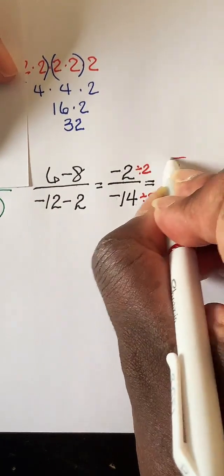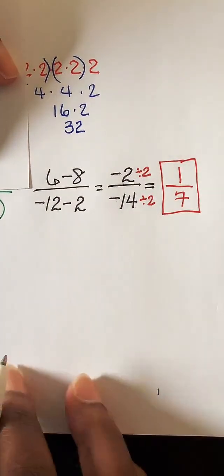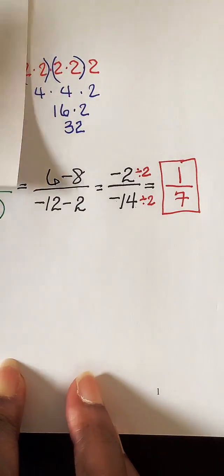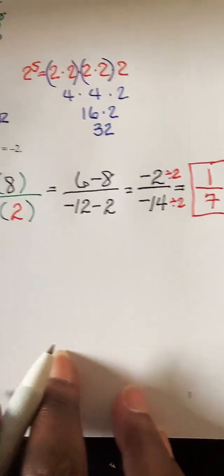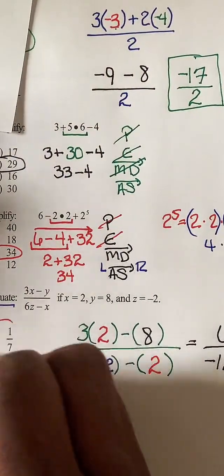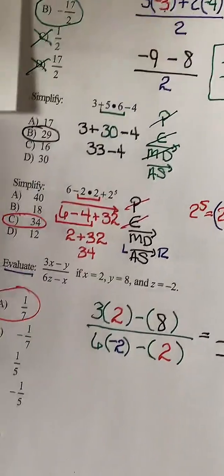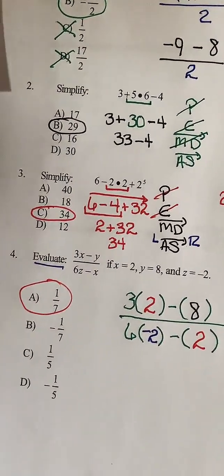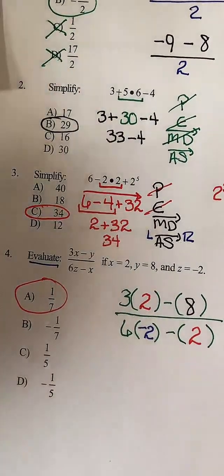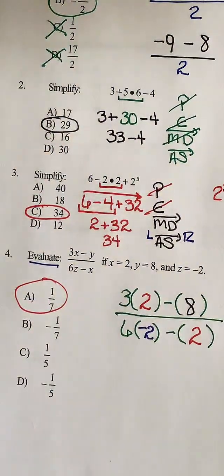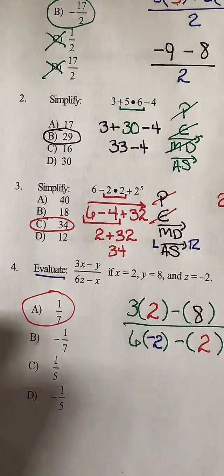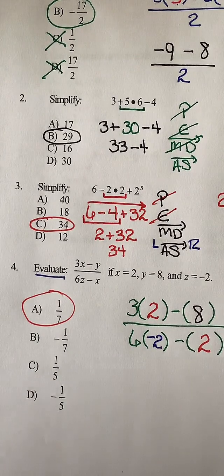Now, 2 and 14, they're both even numbers. So that means they're divisible by 2. So 2 divided by 2 will give me my 1. And 14 divided by 2 will give me my 7. So for all my A people, you are correct. Oops. Answer was A.